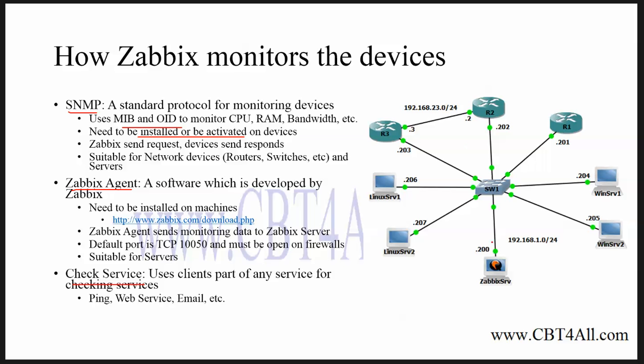If the Zabbix server wants to use SNMP for monitoring, it will send a request. For example, what is your memory usage now? And the router or any device will reply, my memory usage is, for example, 1 megabyte. What is your bandwidth? This is my bandwidth. So by sending requests and replies, the Zabbix server will find out what resources are used on any device.